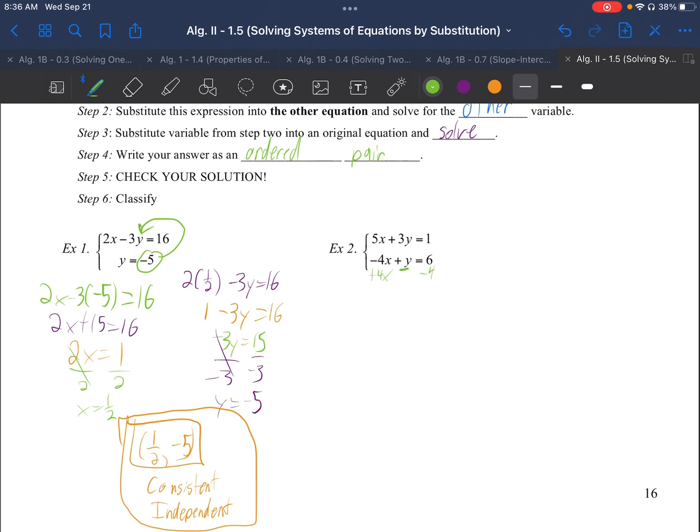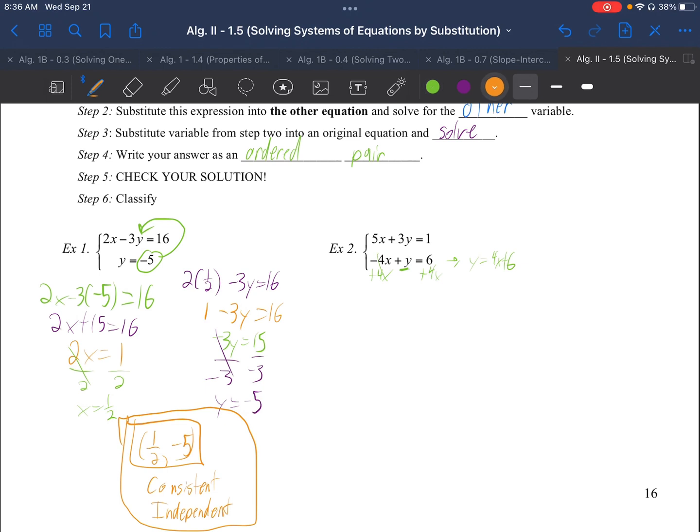So our first step here would be to add 4x to undo this negative, and we'd have y equals 4x plus 6. And that's actually already by itself. So that one is going to be our easiest option by far.